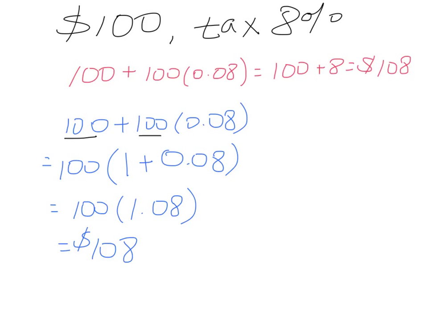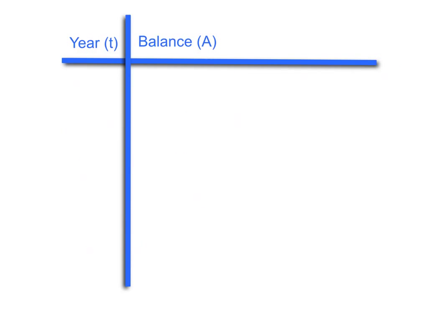So it's just a different way of thinking about percents. Rather than finding a percent and adding it onto the original amount, you can take the original amount and multiply it by 108% to find your final amount. So with that in mind, we're going to think about a little investment.